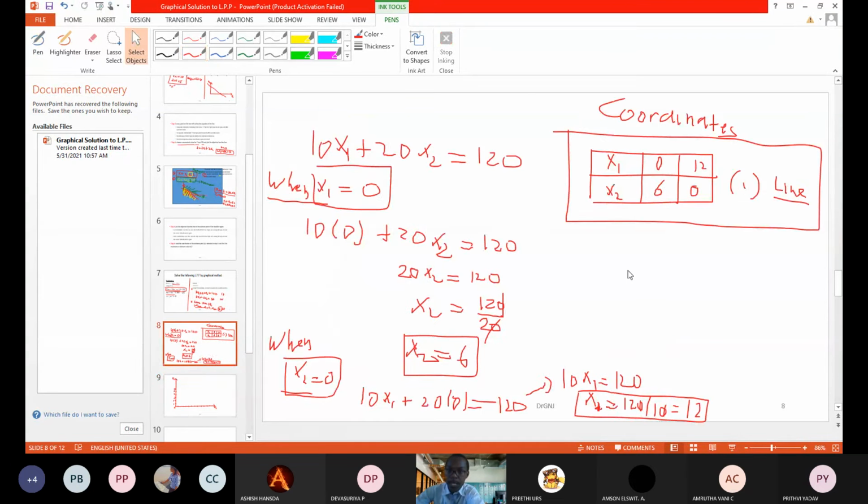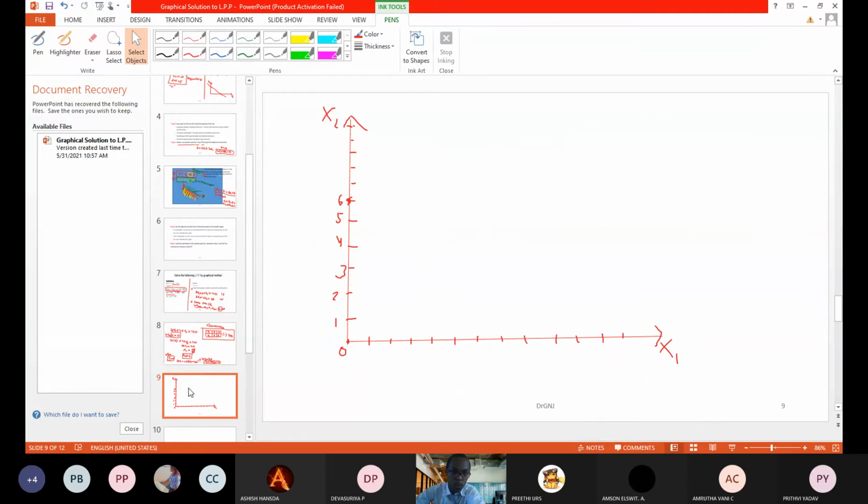Next one, when x2 is equal to 0, then x1 is equal to 12. Where do we go? 1, 2, 3, 4, 5, 6, 7, 8, 9, 10, 11, and 12 here. Okay, x1 is equal to 12 when x2 is equal to 0.